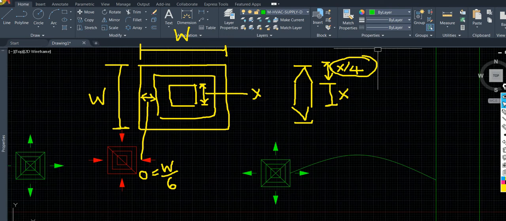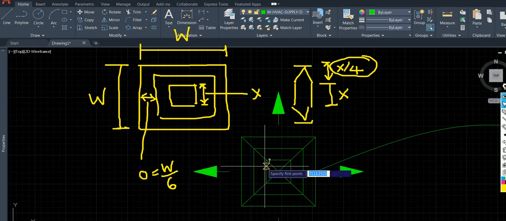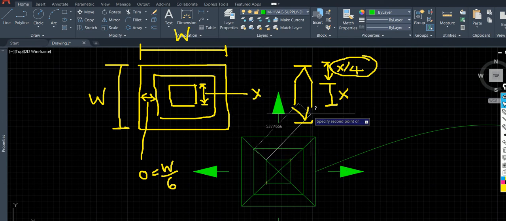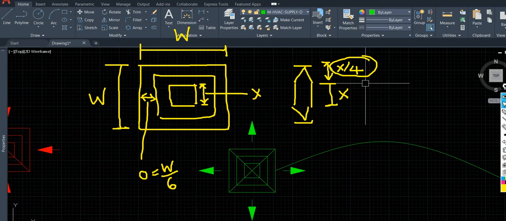Let's just double check. Draw a line or measure. Better measure. Sorry, this is not Revit. Measure how much this is to this. 200. This to this is 200. So can I tell x is 200? I can tell x is 200, isn't it? So draw one rectangle. 200, and 200 divided by 4 is 50, isn't it?